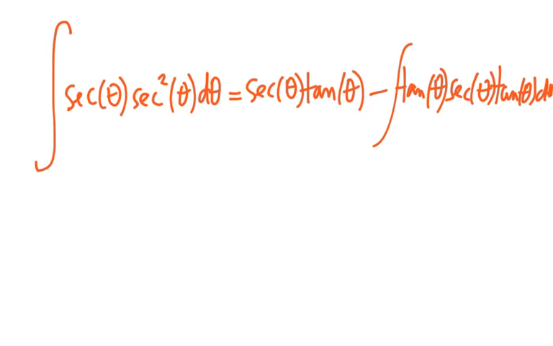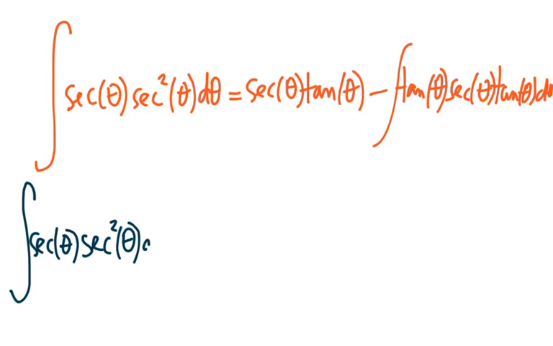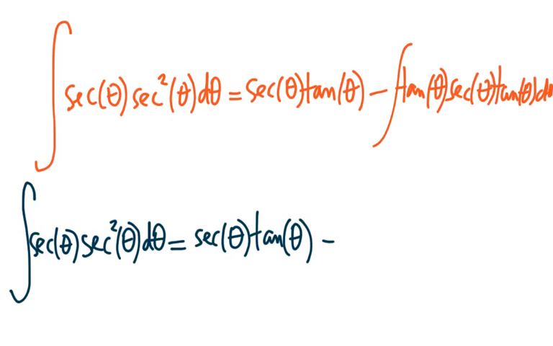All right. Simplify this. This is what I'm looking for here: the integral of secant theta, secant squared theta, d theta. And I say it's equal to secant theta, tangent theta, minus the integral of tangent, secant, tangent. I may need to do another integration by parts here.